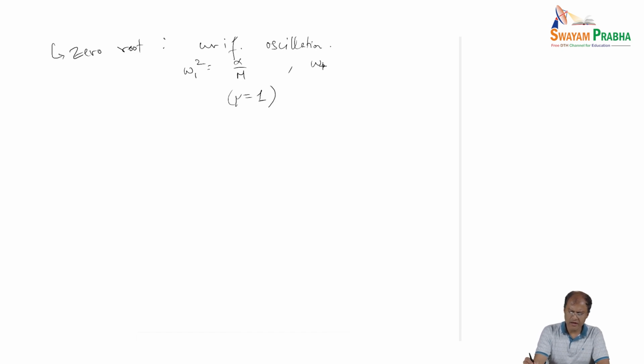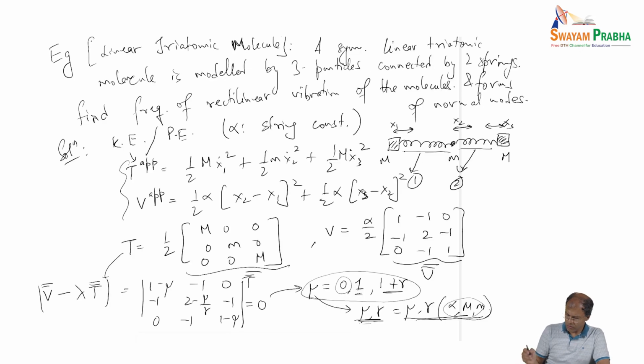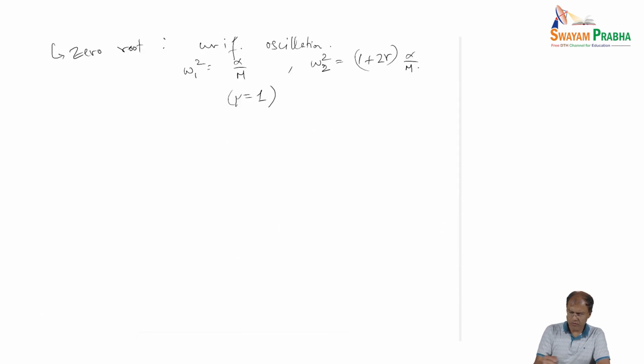And the other third root, omega 2 square, comes out to be 1 plus 2 gamma times alpha by m. I think our other root was 1 plus 2 gamma, so I missed a 2 here. So 1 plus 2 gamma alpha by m, corresponding to mu equal to 1 plus 2 gamma. Okay, so then we can do the exercise.